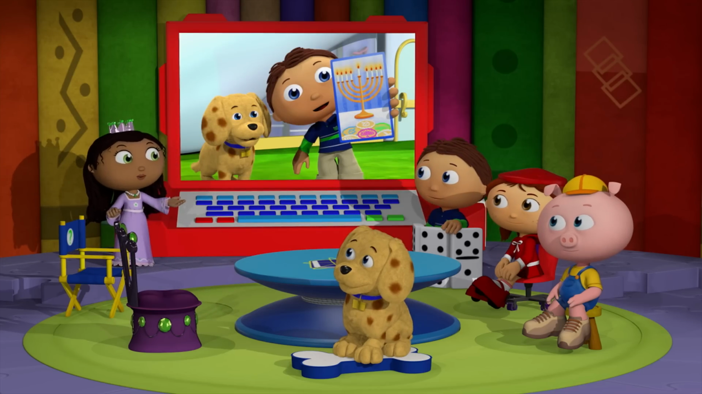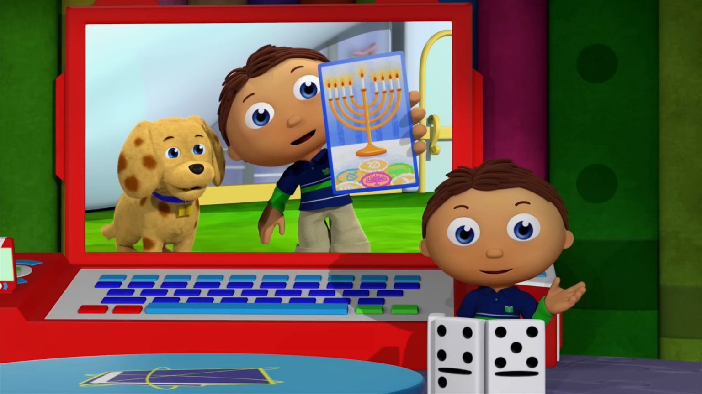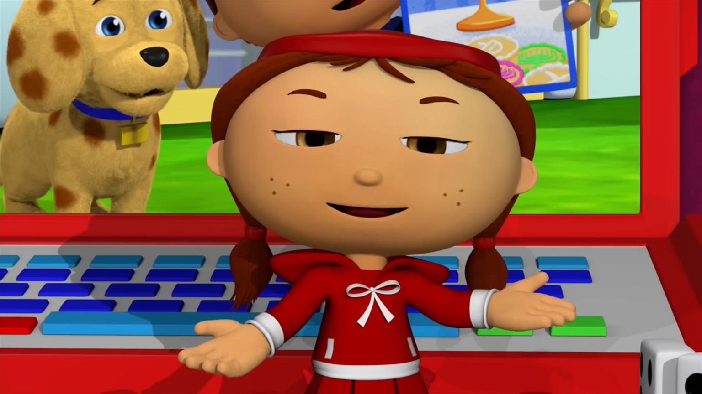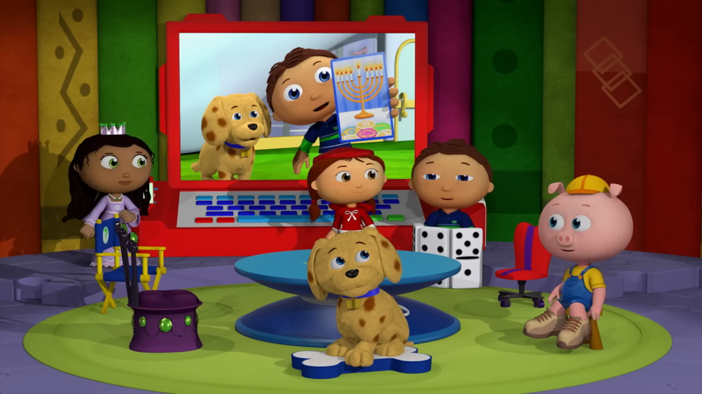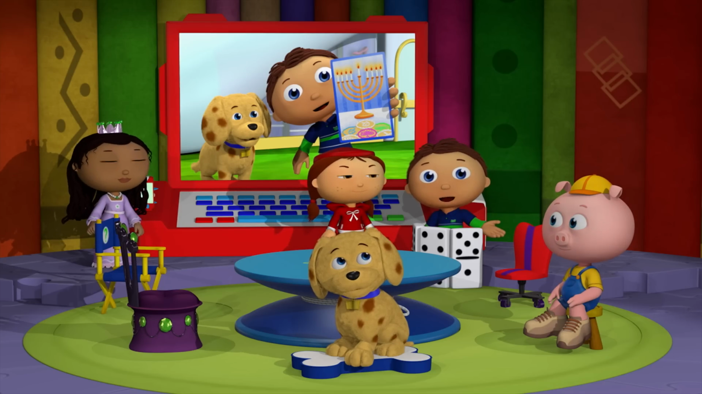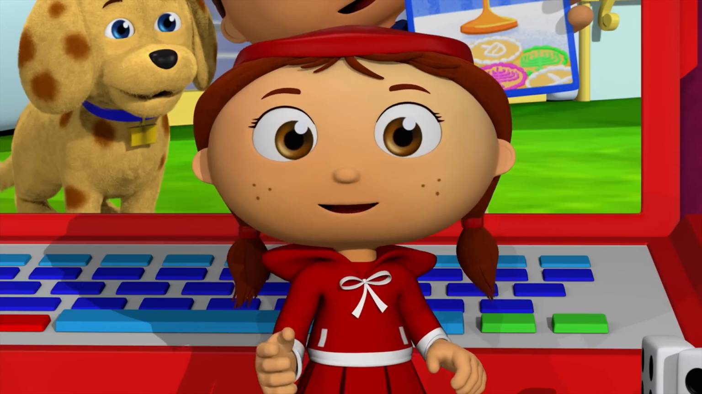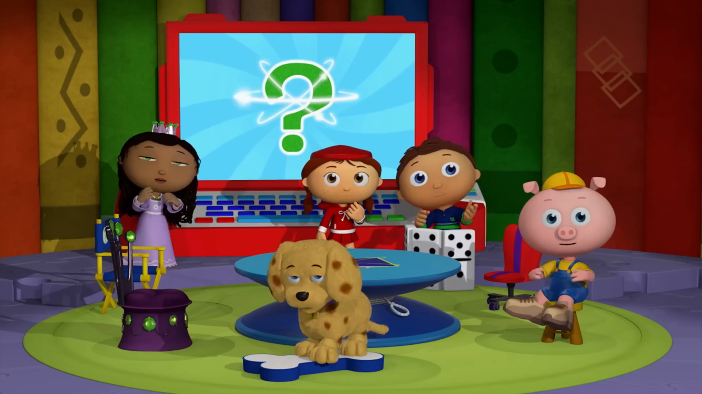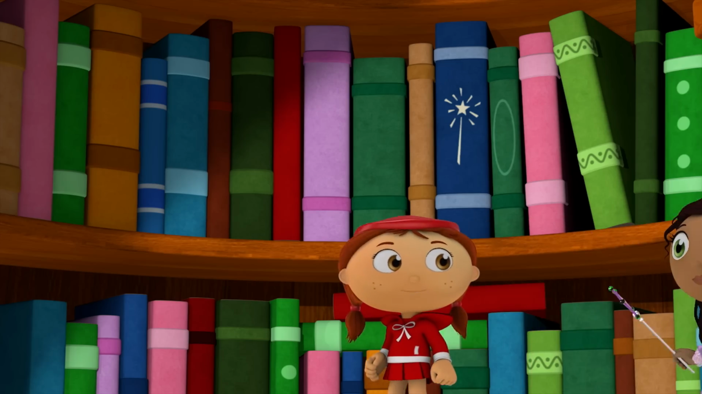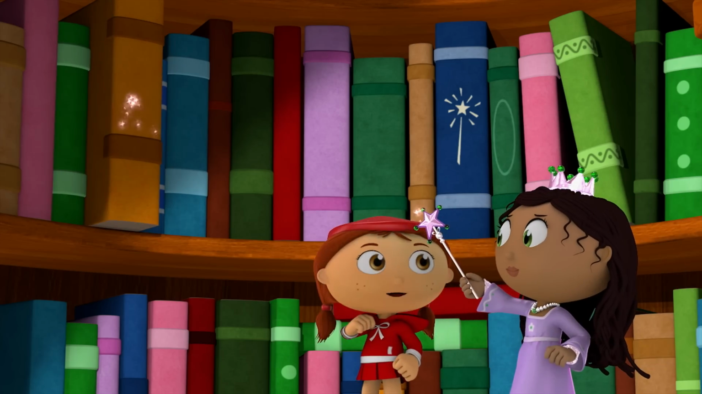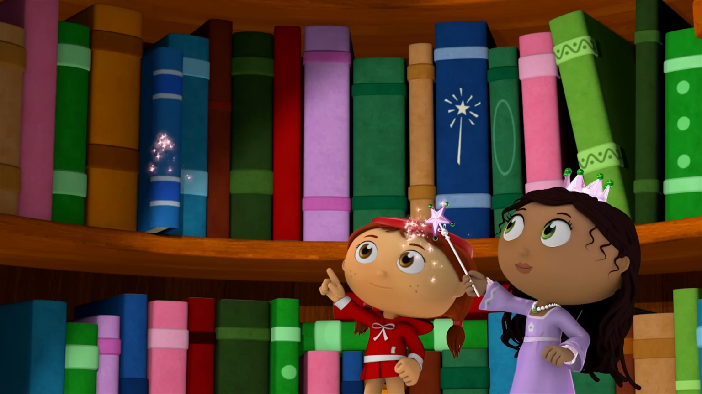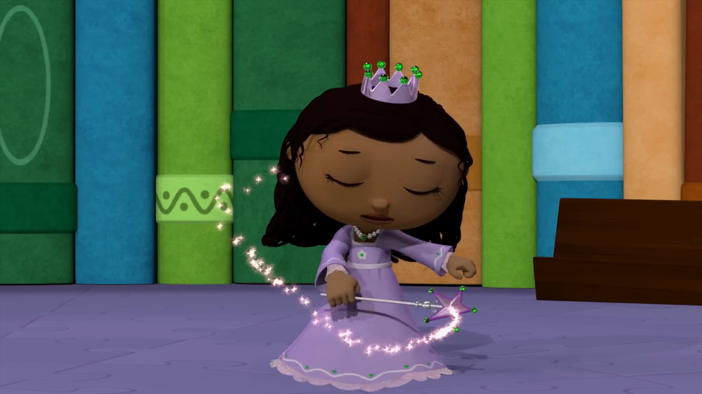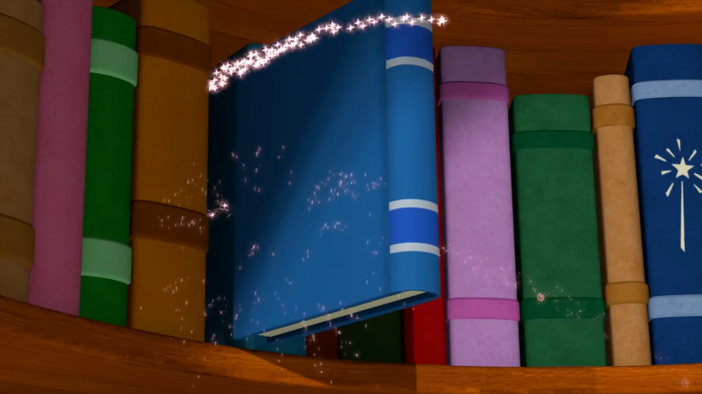Okay, Whyatt, state your question. Red invited me to a Hanukkah party. Me too. You're all invited. You're invited too. Super. What do we do to celebrate Hanukkah? I know. Let's jump into my favorite Hanukkah book. Because when we have a question, we look in a book. My favorite Hanukkah book is right over there. This one? No, that one. Got it. Hanukkah book come out, please, please, please.